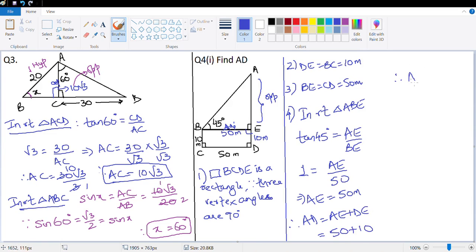Therefore AD is equal to 60 meter. Done. That's what our question was. We divided this big figure into two small parts. ED we calculated using the rectangle property, and AE we calculated using trigonometry. Let's look at the next question.